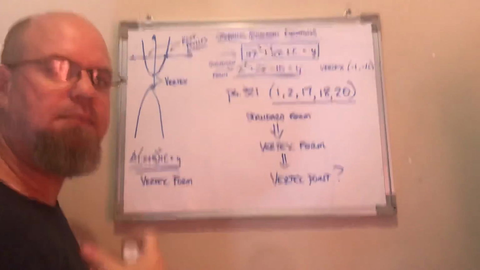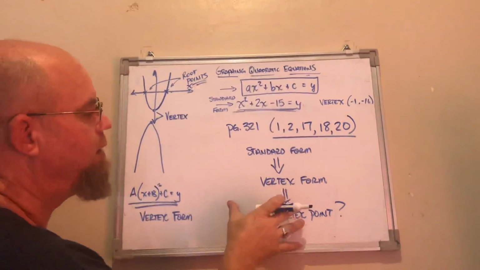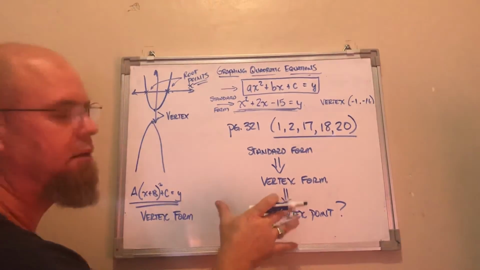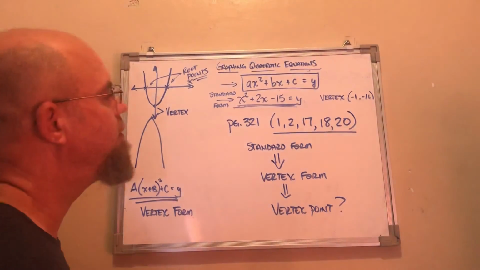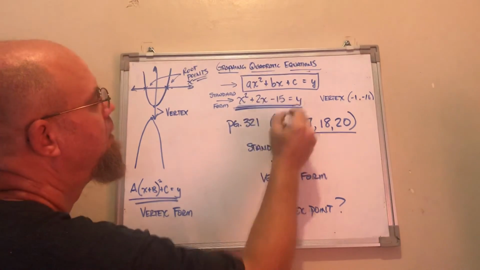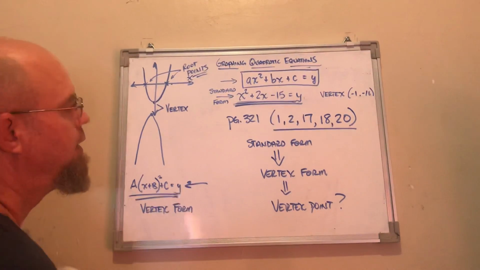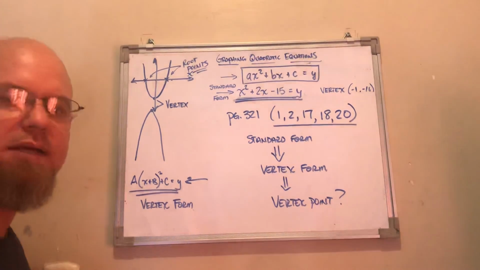If you have problems, let me know. I can make a video to show you how to do it. But try to follow what I showed you here. Try and follow the supplementary video. And hopefully you guys will understand how to turn a standard form into the vertex form, which is right here, to be able to find your vertex point.